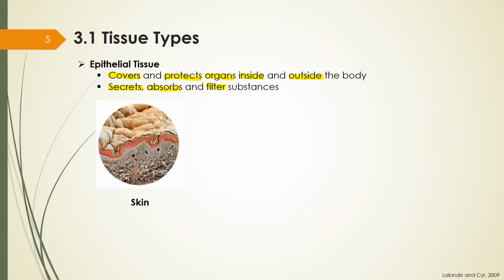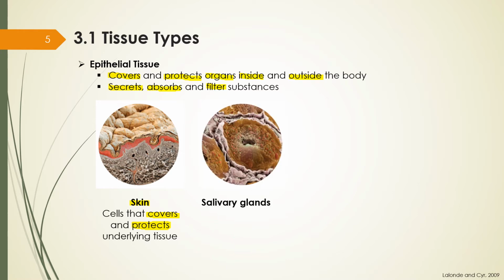So let's make an example here. The epithelial tissue that you have in your skin has the function of covering and protecting your body. But the salivary glands are also covered by epithelial tissue. It's not just protection, it also has the function of secreting a substance. Which substance? Your saliva. Very important for your digestive process, okay?